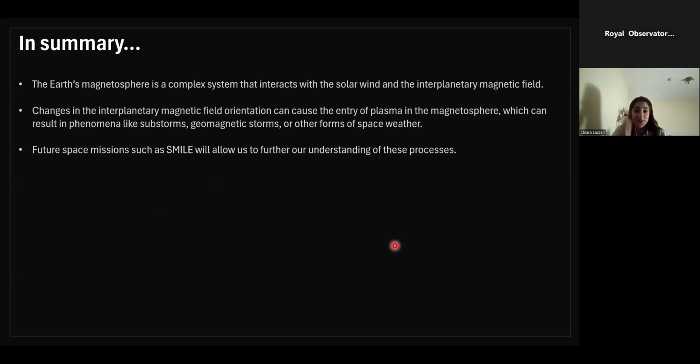So this brings me to the conclusion. We've seen how Earth's magnetosphere is a very complex system that interacts with both the solar wind and the interplanetary magnetic field. Changes in this field, and specifically in its orientation, can cause mass and energy to enter the magnetosphere, which can then result in space weather phenomena and substorms or geomagnetic storms. So there's a lot of research currently going on in magnetospheric physics, but we're very excited about future missions such as SMILE, which will allow our understanding of these processes to improve.